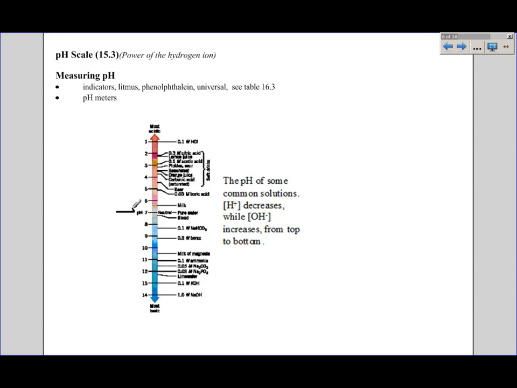Some key points on the scale: if the pH is 7, that's considered a neutral solution. If the pH is less than 7, that's considered an acid. And if the pH is greater than 7, then that is considered a base.